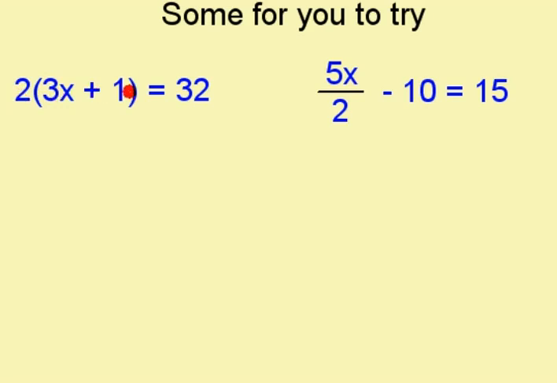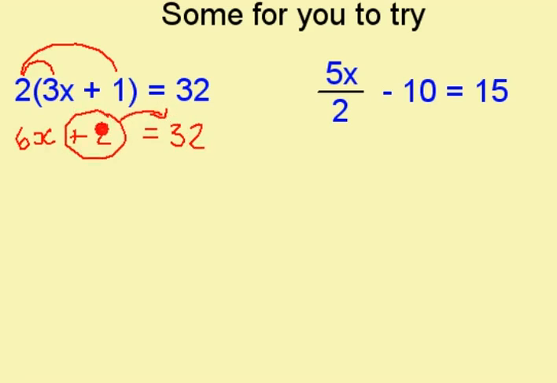So on this question, we need to multiply out the brackets first. 2 times 3x is 6x, and 2 times 1 is 2. Then we're going to float and ping the plus 2. It's going to become minus 2. So we've got 6x equals 32 minus 2 is 30. Then the 6 is going to go down the escalator. So we've got x equals 30 over 6, which gives me 5.